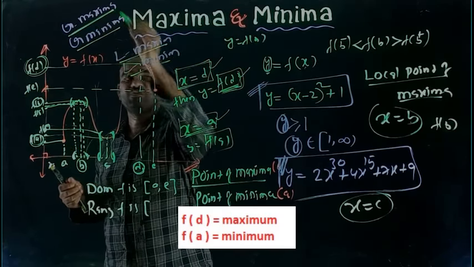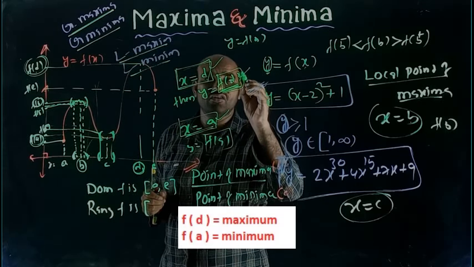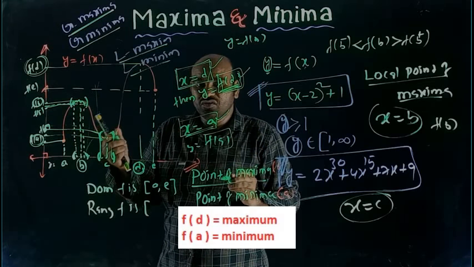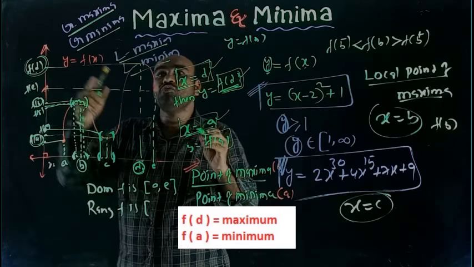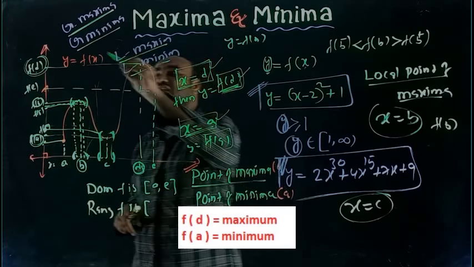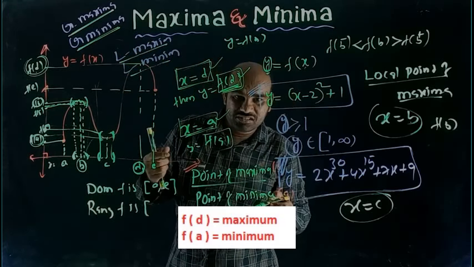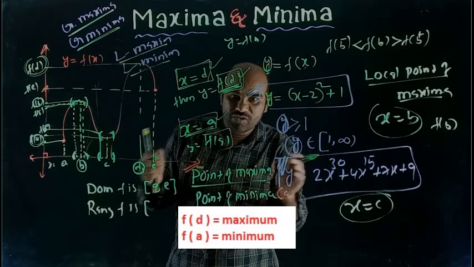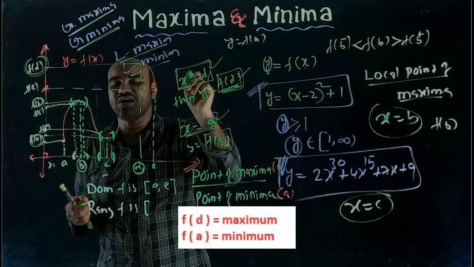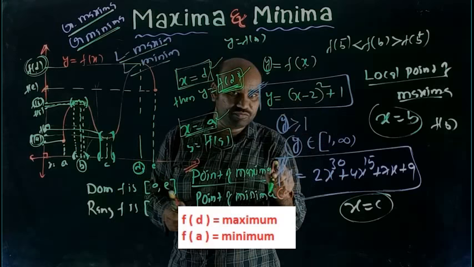Okay, global maxima means the value of x in this function which gives the maximum output. Such x is called global maxima, and the output is called global maximum value. Similarly, global minima: what values of x give your output as the absolute minimum? Such x is called global minima or point of global minima, and the value is called global minimum value.